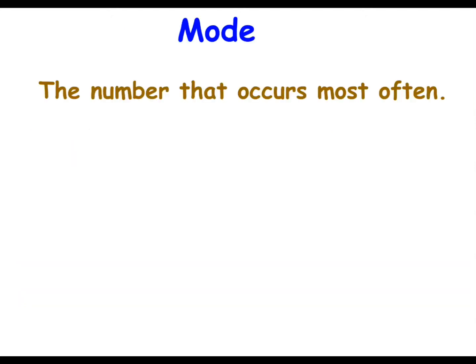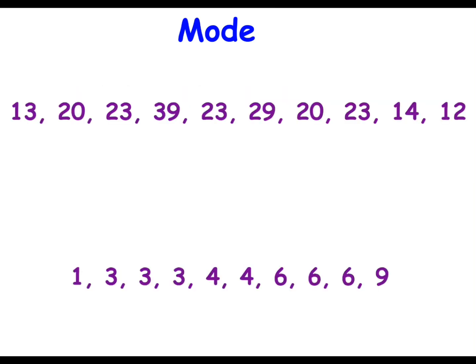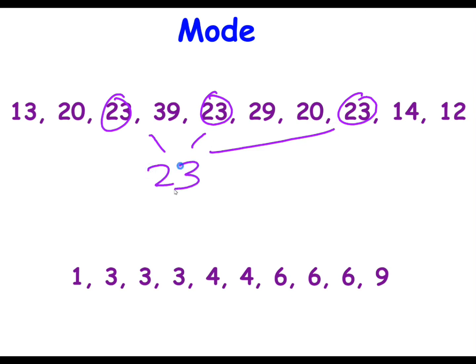The next average we need to look at for level 2 is the mode. And the mode is the number that occurs most often in our data. So you don't have to sort it or anything. If you're asked to find the mode in this set of data, just look at the data and work out which number appears the most frequently. So I've got 23 3 times. I can't see any other numbers that appear as often as that, so our mode is 23.